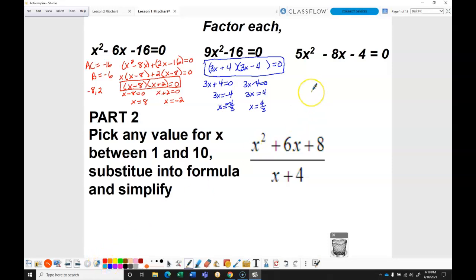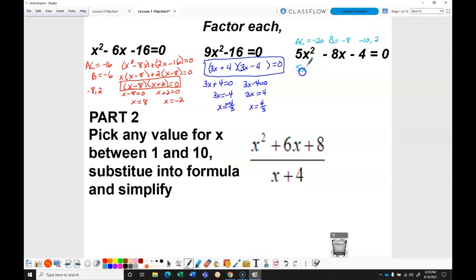Now this last one on the screen, I know it's not one of our special cases because it's got a 5. I did glance at it at first and notice it didn't have any common factors to come out. So I'm going to do my grouping. So AC in this case is 5 times negative 4, so it's negative 20. And B is negative 8. All right, so I need 2 numbers that multiply to negative 20 and add up to negative 8. And I come up with negative 10 and positive 2.